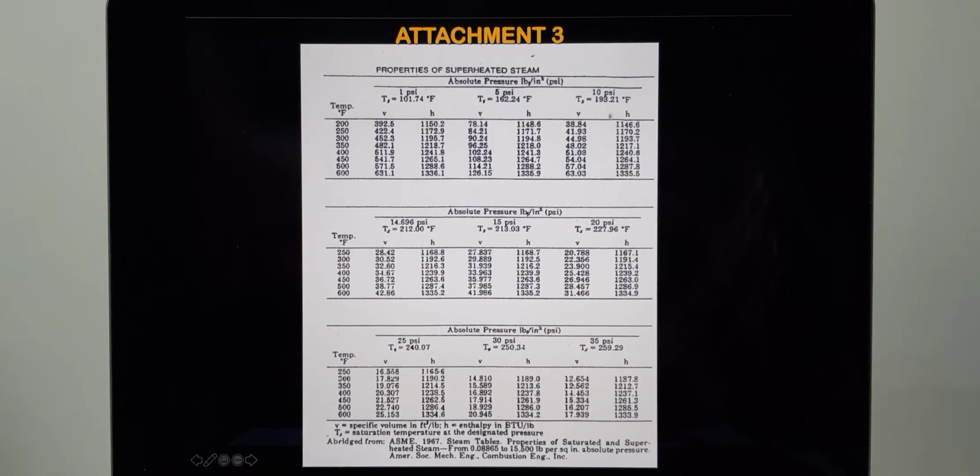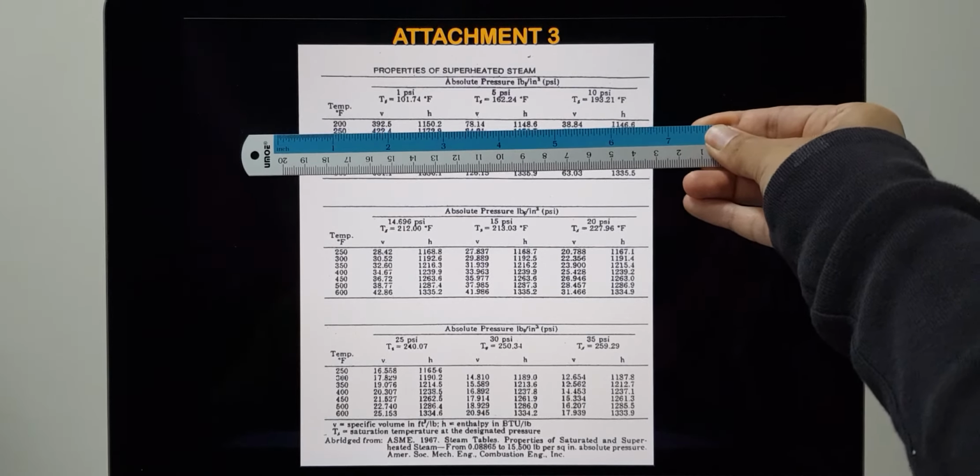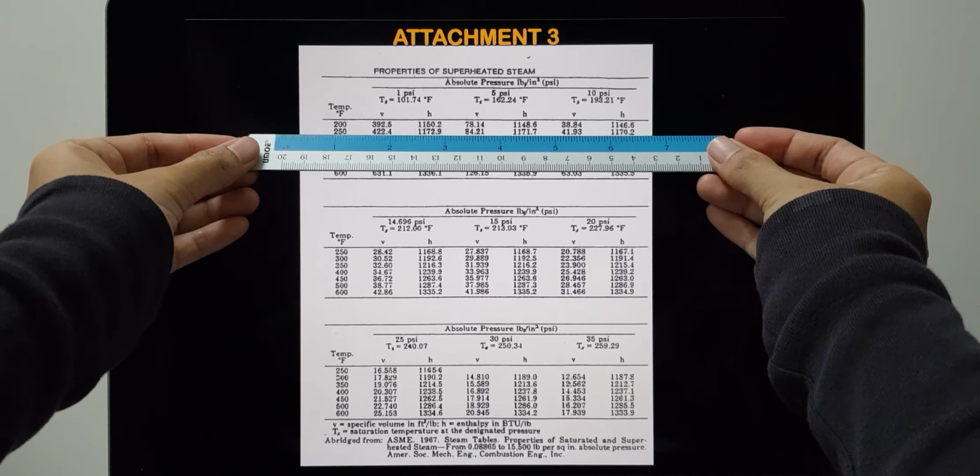For attachment 3, enthalpy for superheated steam at 10 psi and 250 degree Fahrenheit. Now you need to look for the table containing 10 psi. It is at the top part of the table, 10 psi. Then the temperature is 250 degree Fahrenheit. On your left-hand side, the column is for the temperature in degree Fahrenheit. So look for 250 degree Fahrenheit and 10 psi.